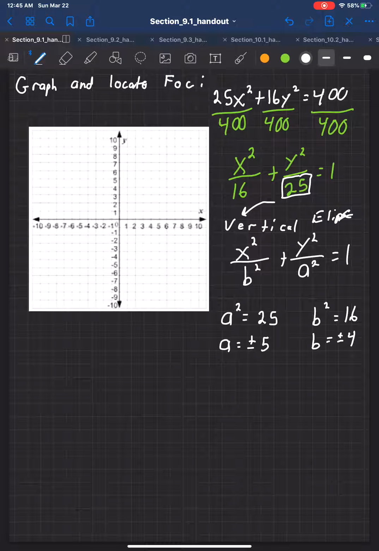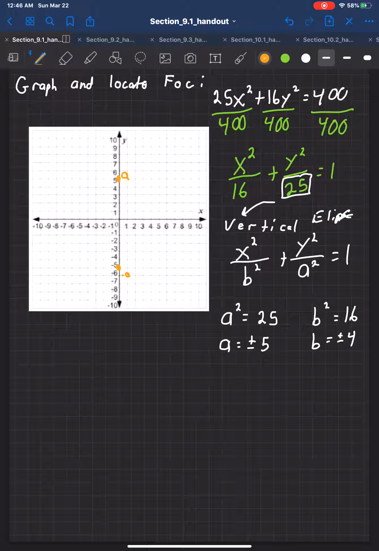Let's go ahead and draw that out. So let's start at the origin. I'm going to be traveling 5 units up, 5 units down to get to the vertices. So this is negative a, this is positive a, because remember, a is always on the major axis. In this case, this is a vertical ellipse.